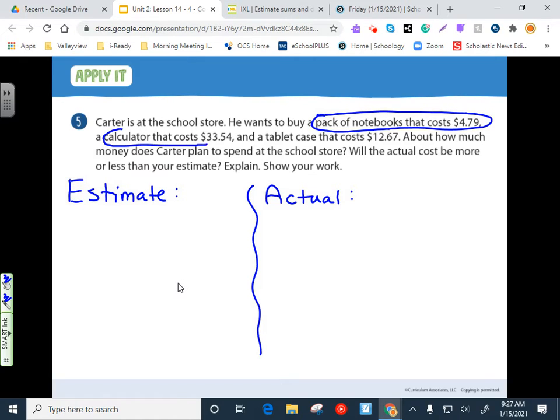So pack of notebooks, calculator, and tablet case. Again, I circle things to draw our eyes to it, and also as a mental check to make sure I'm using all the numbers provided. Sometimes the numbers get lost in the sea of words here. About how much money does Carter plan to spend at the school store? So if you take all your stuff up to the cash register at a store, they add it all up. So we're going to add up all of these.